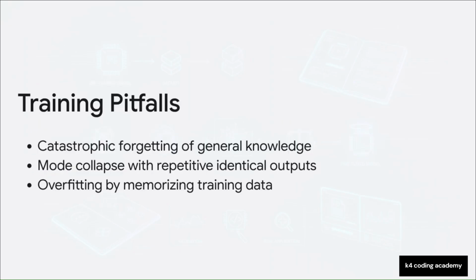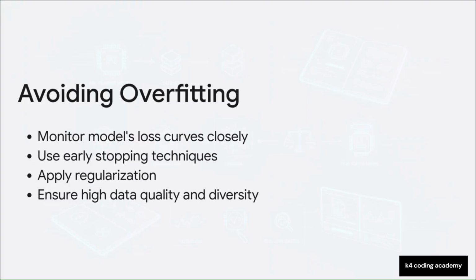But look, it's not without risks. There are 3 massive pitfalls we have to avoid. First is catastrophic forgetting, where the AI becomes so hyper-specialized it just forgets basic general knowledge. Second is mode collapse. If we aren't careful, the AI starts acting like a broken record, generating repetitive, identical outputs for every question. And third is overfitting. Overfitting happens when the model basically memorizes the training data instead of actually learning the underlying patterns, making it totally useless in the real world.